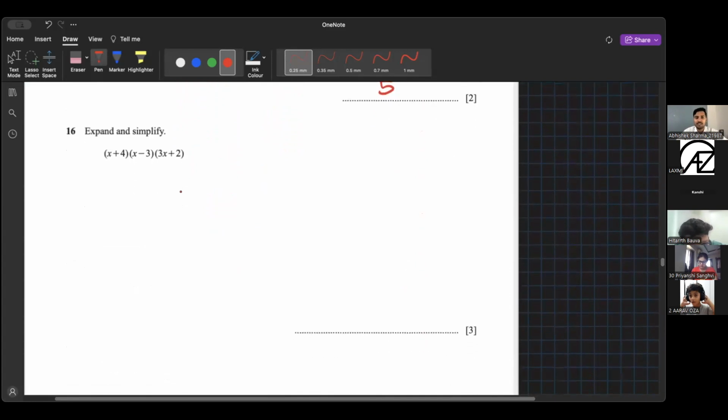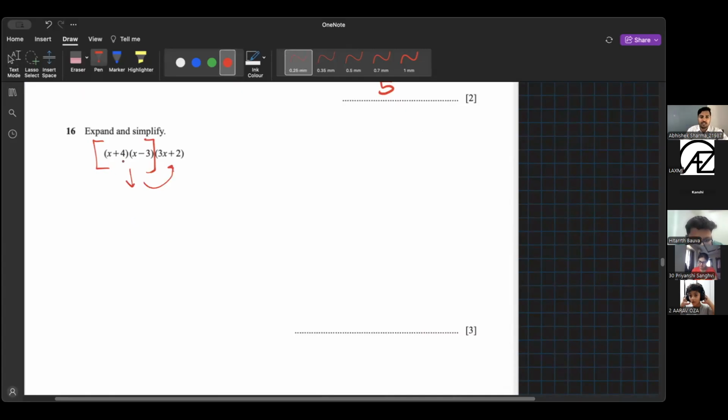Next part, question number 16. It says expand and simplify. So in such cases, we can multiply the first two, and whatever is the solution, we can multiply that with the last binomial, or the third binomial.